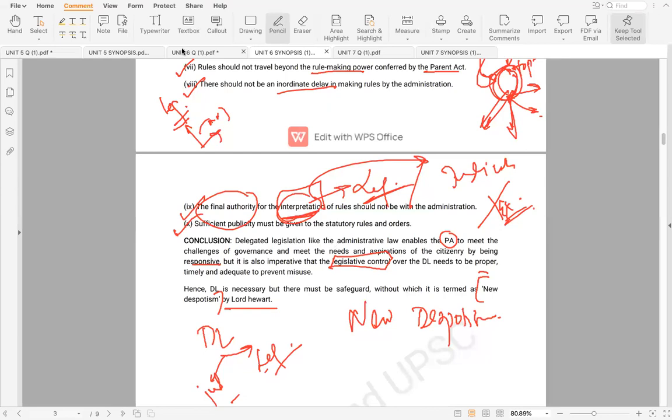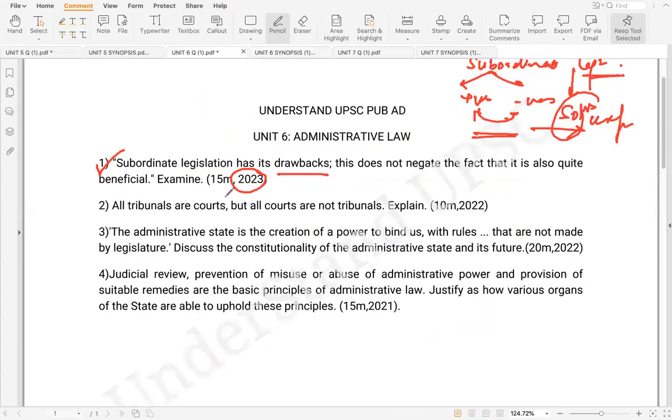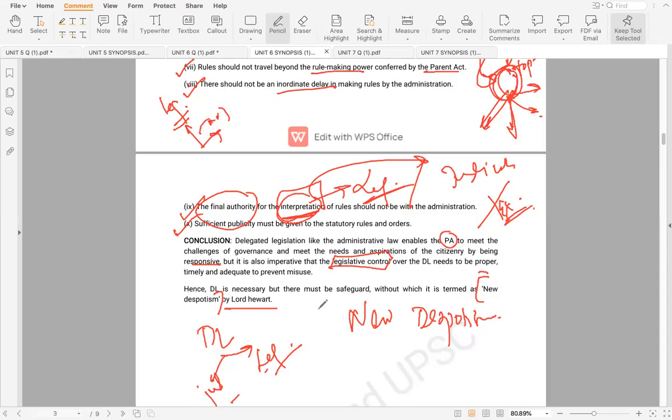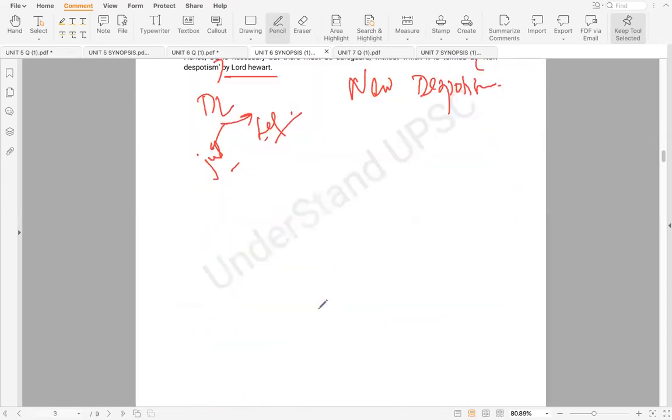All right. The next question is, all tribunals are courts, but not all courts are tribunals. Explain. We'll try to explain it in two senses: how all tribunals are courts, but how all courts are not tribunals. It's a 10 marker. There's nothing more that we can do. Also, we'll try to take down some examples of tribunals and courts.